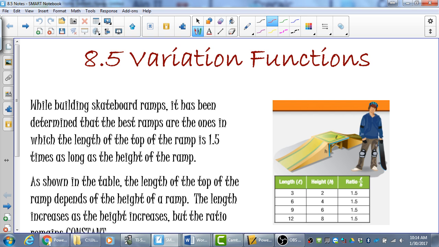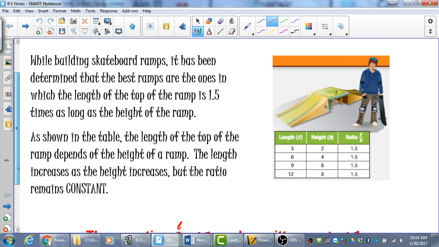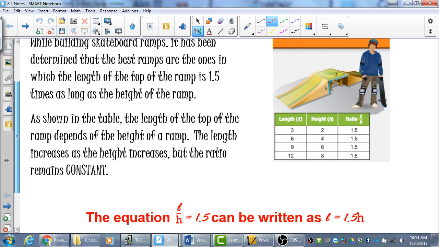8.5 variation functions. While building skateboard ramps, it has been determined that the best ramps are the ones in which the length of the top of the ramp is 1.5 times as long as the height of the ramp. As shown in the table, the length of the top of the ramp depends on the height of the ramp. The length increases as the height increases, but the ratio remains constant. Now, what does all that mean?